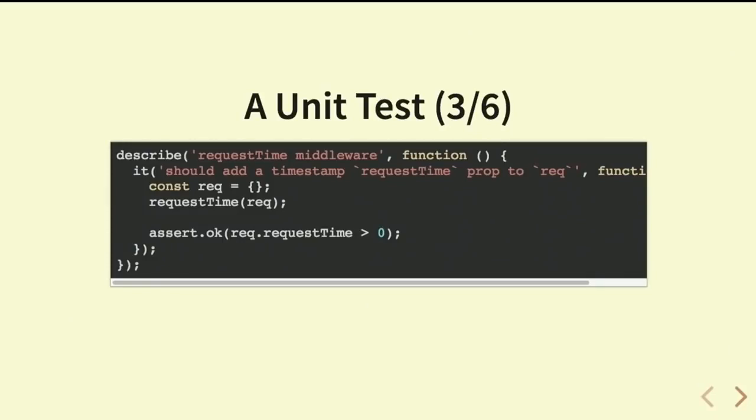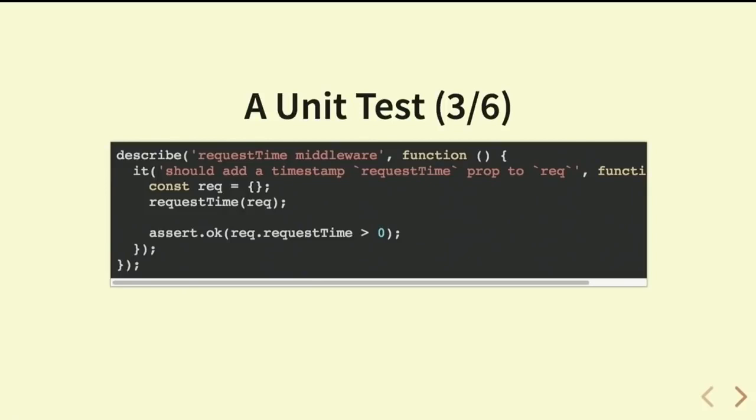My unit test is going to call request time. It's going to pass an empty object. And why is it going to pass an empty object? Well, when you're writing unit tests, you have to think of that unit as a completely standalone piece of code. It shouldn't be coupled to anything else, really. The middleware as we wrote it doesn't know anything about Express. All it knows is it gets three parameters and it adds a property to some object. So the object that it adds a property to might as well just be an empty object.